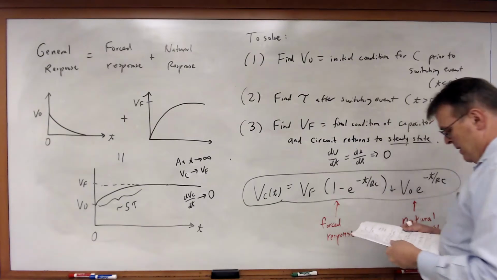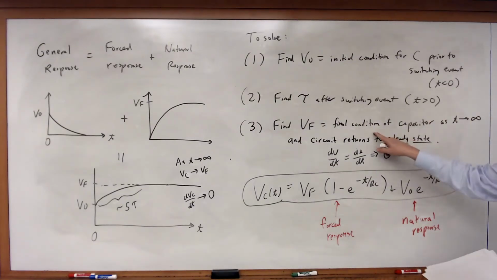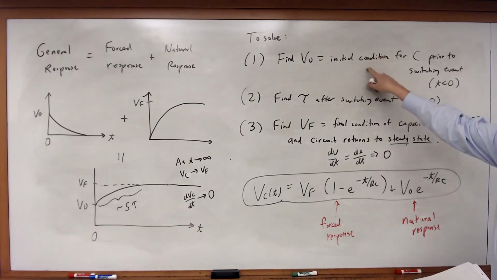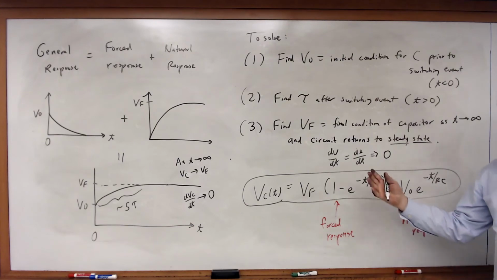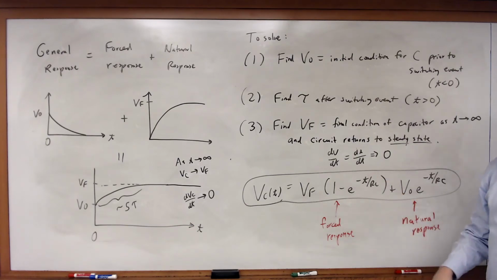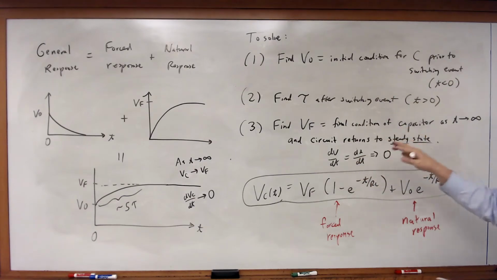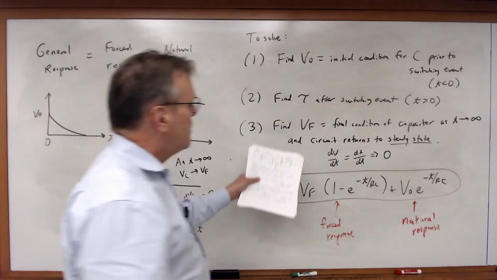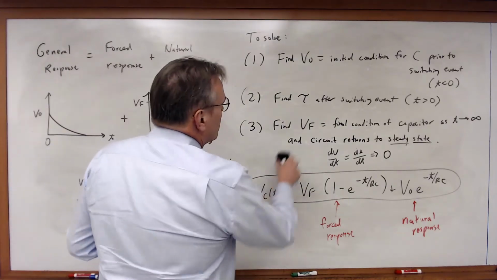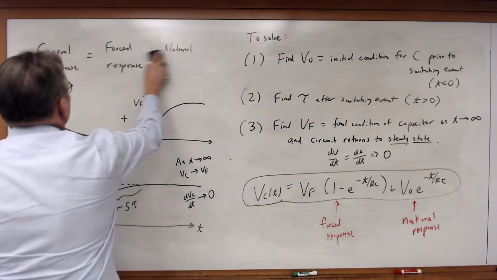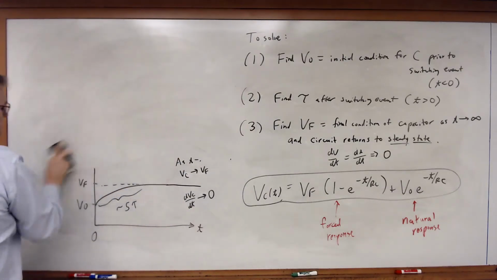Okay, so we're going to need to use a steady state assumption both to find the initial condition and the final condition, because we're assuming the same thing in both cases. Let's work through a problem and let's actually see how this is going to work. Okay, so let's do an example to illustrate how VF and V0 are found. Let's work the following example.